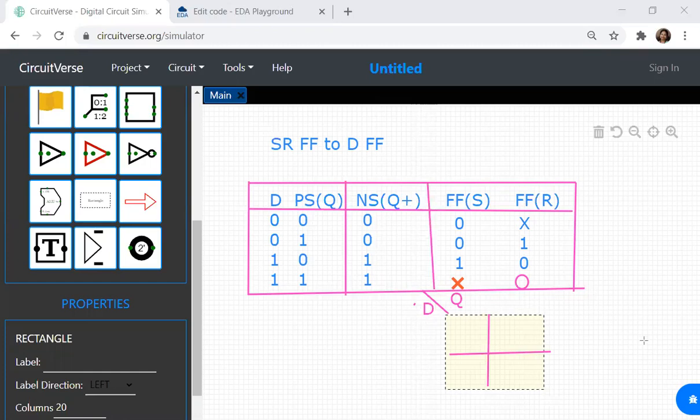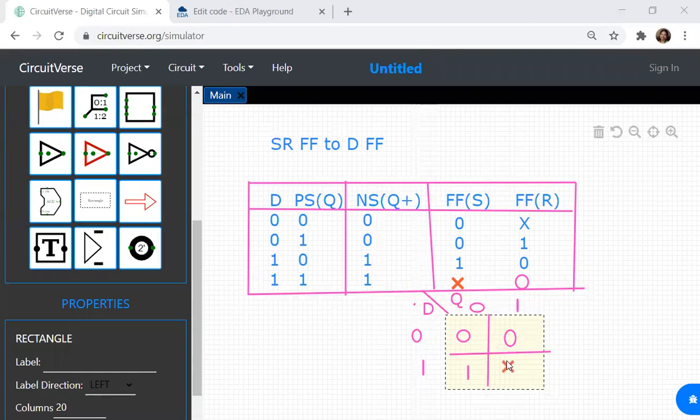Now what are the combinations we get? If you see the combination, when D is 0, this is 0, and here it is 1, and this is 1. We know that already. So 0 0, the combination for S, I am writing the K-map for S. So 0 0, it is 0, 0 1, it is 0, for 1 0 it is 1, and for 1 1 it is an X. So I have an X.